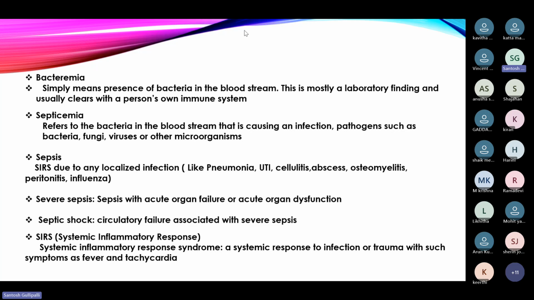Cellulitis and abscess are both common skin infections. Osteomyelitis is a bone infection. Peritonitis is inflammation of the peritoneum. And influenza. These are all localized infections. So the sepsis definition is SIRS due to any localized infection. At the time of sepsis, what are the common symptoms of sepsis?